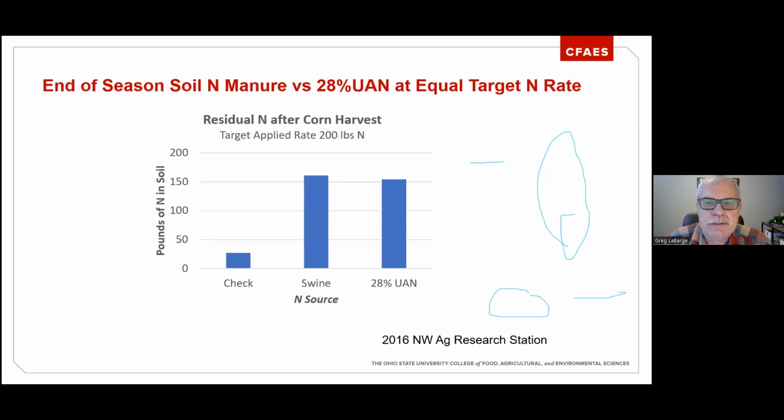And basically at the end of the season, we had a very similar amount of residual nitrogen in the soil. So manure doesn't necessarily mean a worse situation. If we have similar yields under those types of conditions, we're going to see this type of residual nitrogen in the soil, whether it's an organic source or a fertilizer source.